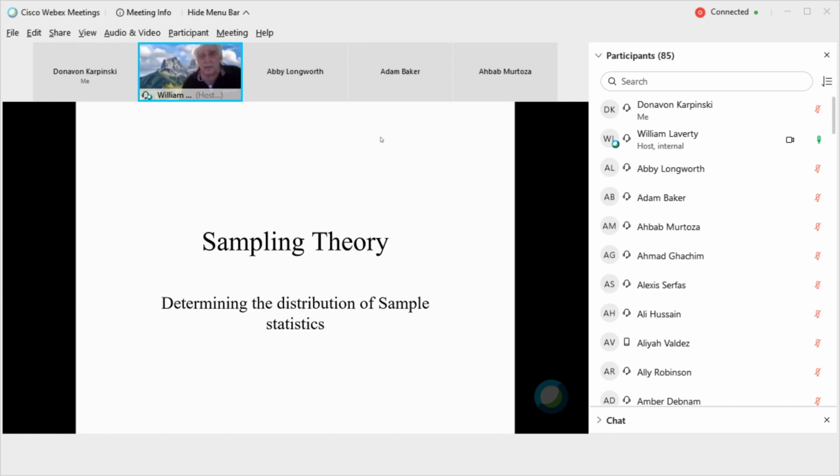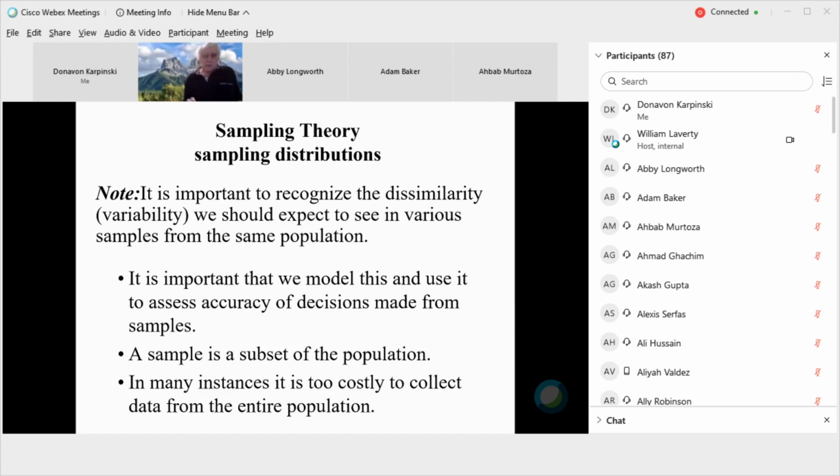They depend on the outcome of a random experiment. The random experiment, the random phenomenon, is the selection of the sample by some random means. So it's important to realize that as you go from one sample to another, you'll have variability coming from the same population. It's important to be able to assess that variability and use it to assess the accuracy of decisions made from the samples. A sample is a subset of the population.